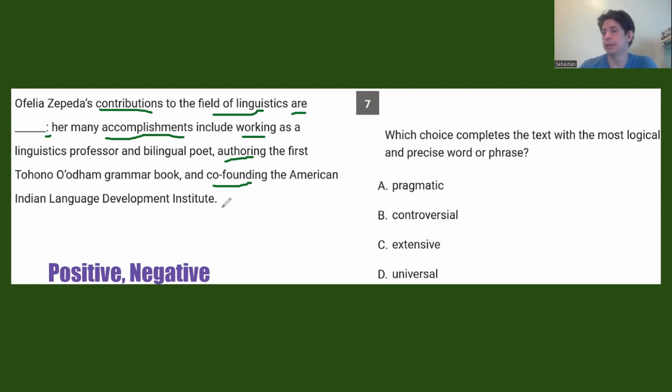So then that is telling us, right? Pragmatic would be practical. That doesn't really fit here. Controversial, you could see contributions being controversial, but that's not really mentioned at all. And then you're left with extensive and universal. Universal would be saying it applies to everyone. That's a very strong phrase, so it doesn't totally make sense. But extensive, right, is they're very thorough and big. So we're going to go with extensive. Okay. And now we will try the next one.